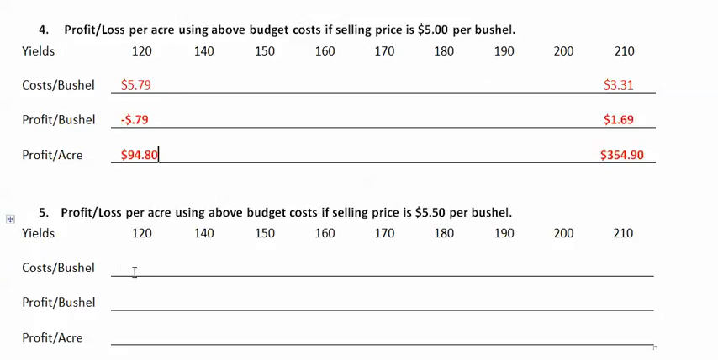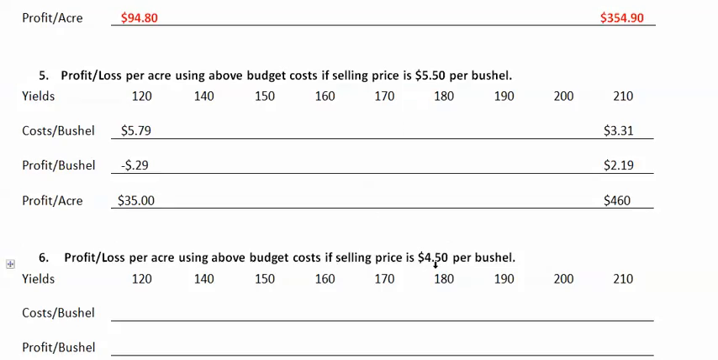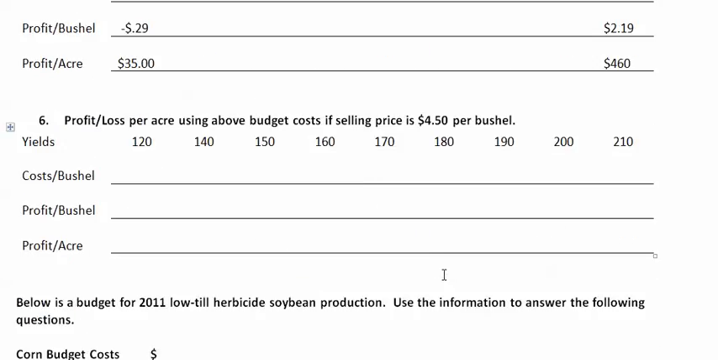Again, we're going to use the same cost of production, $5.79 all the way up here to $3.31. Our profit per bushel here, it'd be a loss of 29 cents. Here, we profit $2.19. Our loss per acre here, it's $35. Our profit per acre here, this is going to be fun, $460. You do the same thing here with a selling price of $4.50.